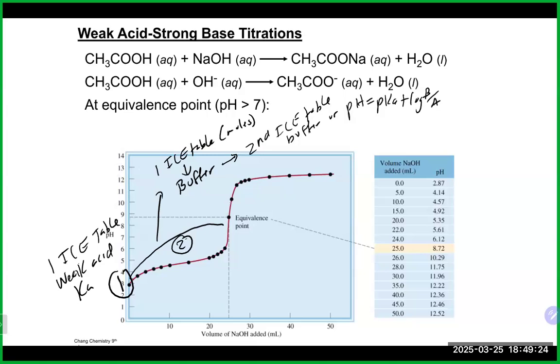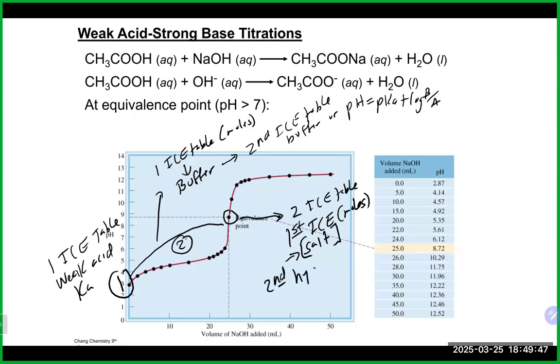Once you reach the equivalence point, no doubt about it, it is a 2-pack of ice tables, right? 2 ice tables needed here. First ice table is to figure out, and it should be done in moles, the salt concentration. Then the second ice table is a hydrolysis problem, using obviously the concentration you get from the first one. And that is step number 3.